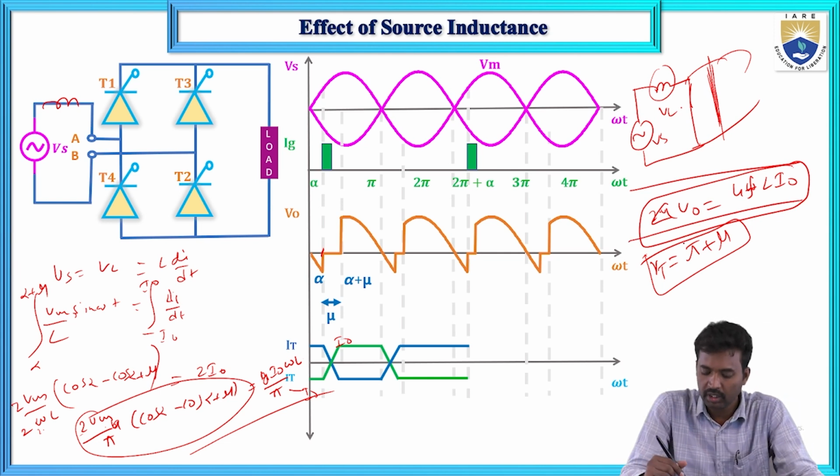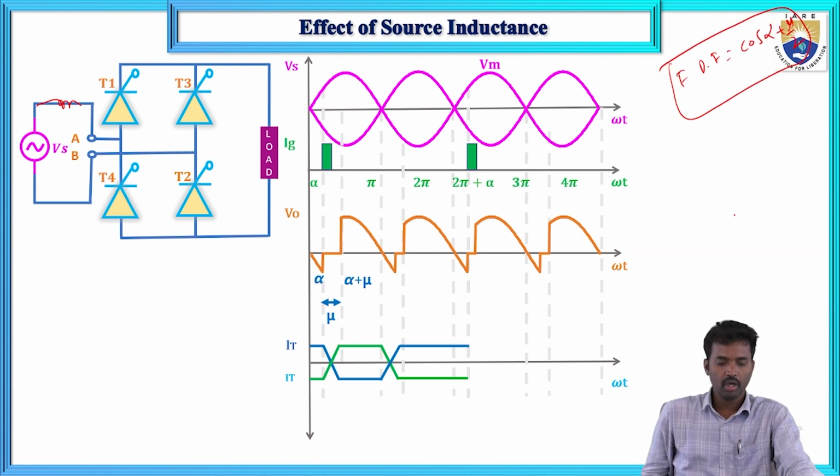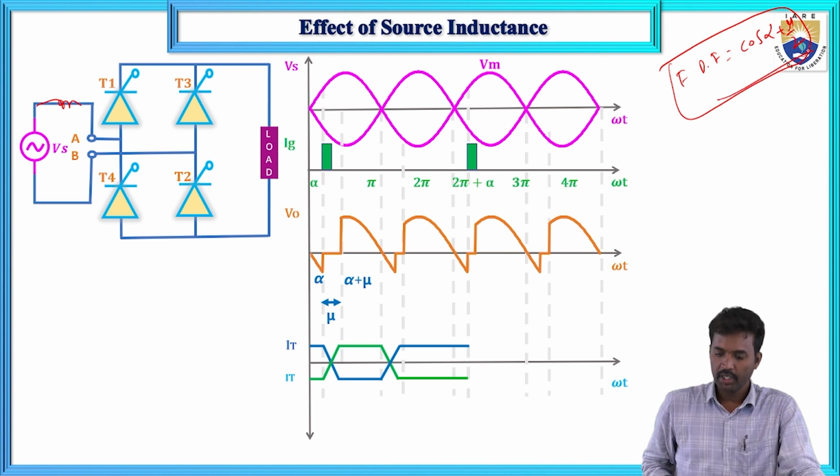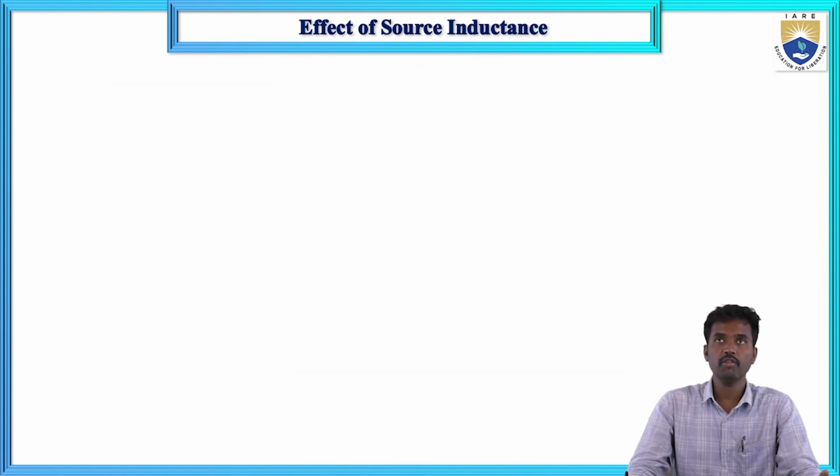So now here conduction time is gamma of t equals pi plus mu. So now here fundamental displacement factor equals cos of alpha plus mu by 2. So now, what about the three-phase full converter?